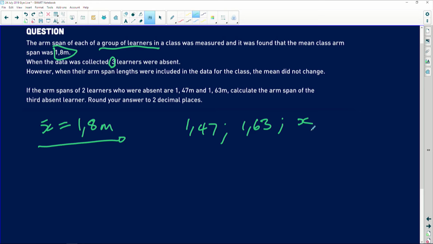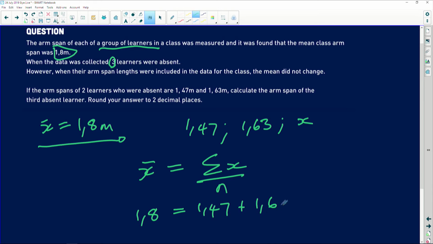and the other one we do not know, so we'll call it X. I want you to calculate the arm span of the third absent learner, rounding your answer to 2 decimal places. So I'm going to add these things. Mean is given by the sum of the values divided by n. I know my mean is 1.8, which is equal to 1.47 plus 1.63 plus X, and then divided by 3.